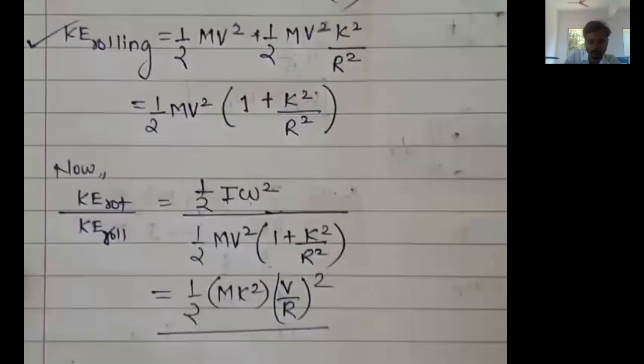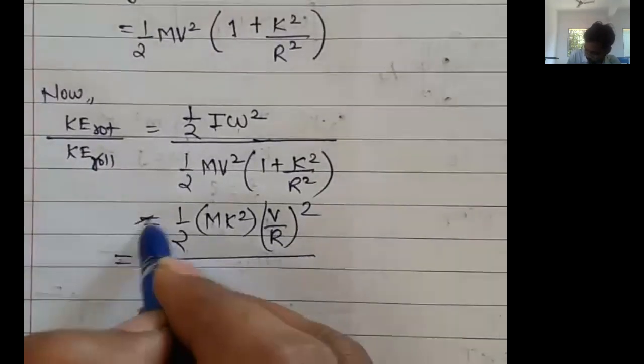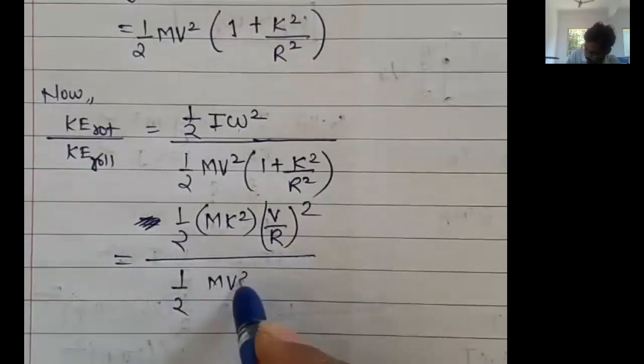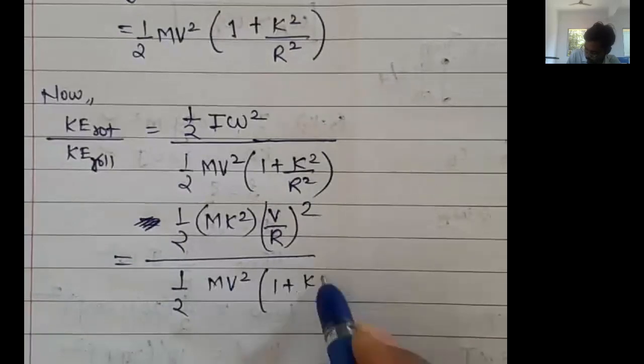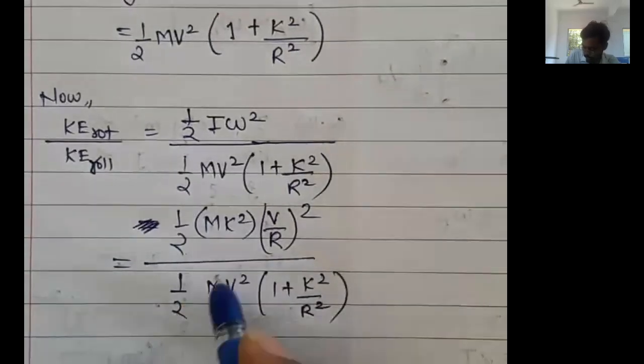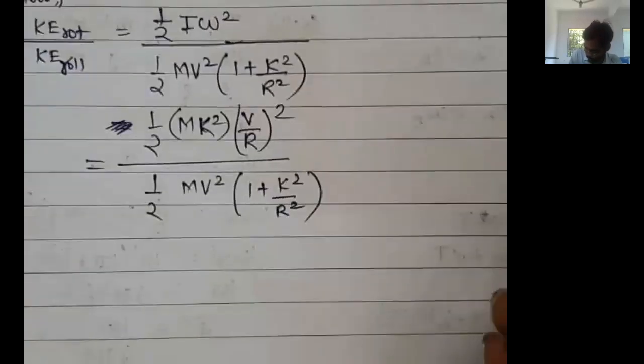Divided by. See, this ratio question is a very typical question. You have to understand the method of this question. Okay. Then this 1/2 mv square into bracket 1 plus k square upon r square as it is. Sir, shall we cancel this 1/2 m, or let us arrange this equation properly and then do the cancellation at the last step.